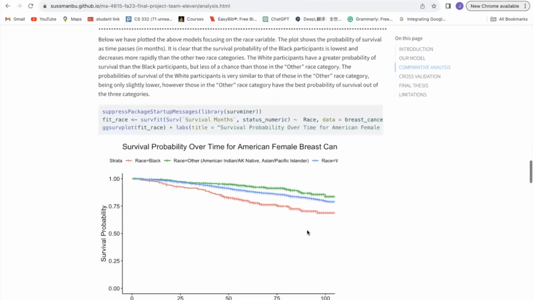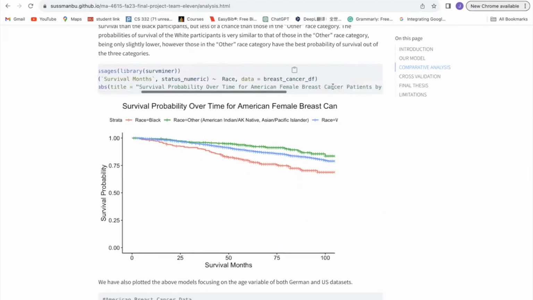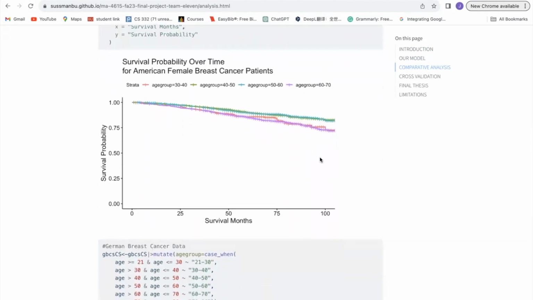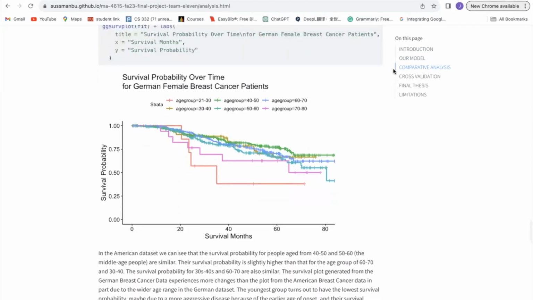And then here is the survival probability over time for American female breast cancer patients by race. And we also have survival probability over time for American female breast cancer patients and for German female breast cancer patients within different age groups.